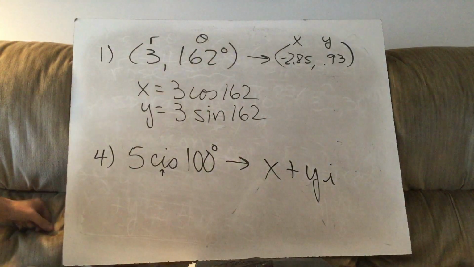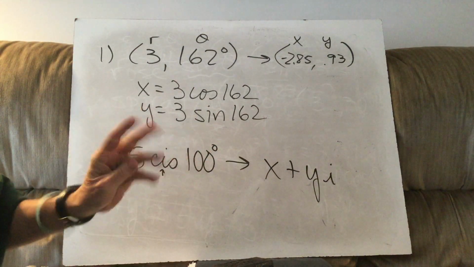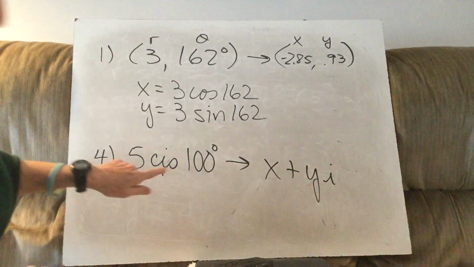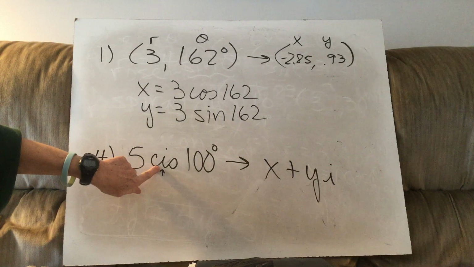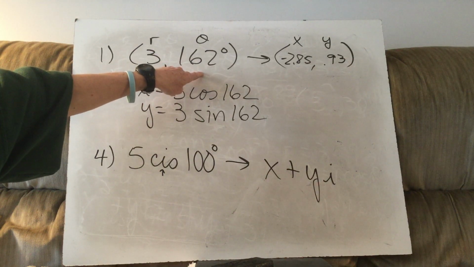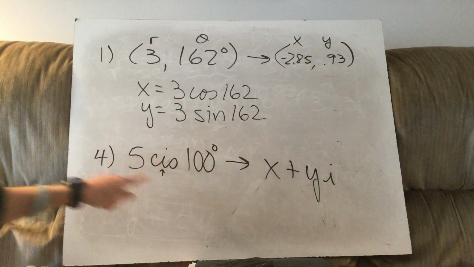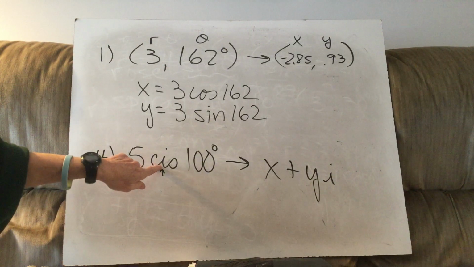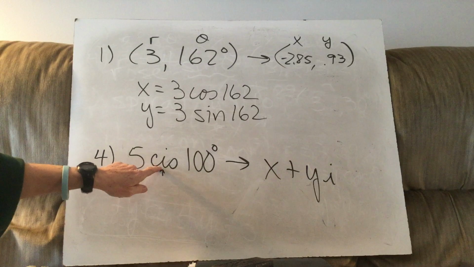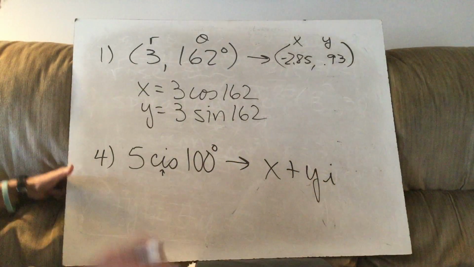So it is exactly the same x and y. We're going to find it exactly the same way, but we're going to write our answer with an i since the problem had an i. Notice problem number 1 was an ordered pair, so my answer is an ordered pair. This problem is a number with an i in it. Remember, this is cosine i sine. That's an i, so my answer has to have an i on it. But x and y are going to be found the same way.